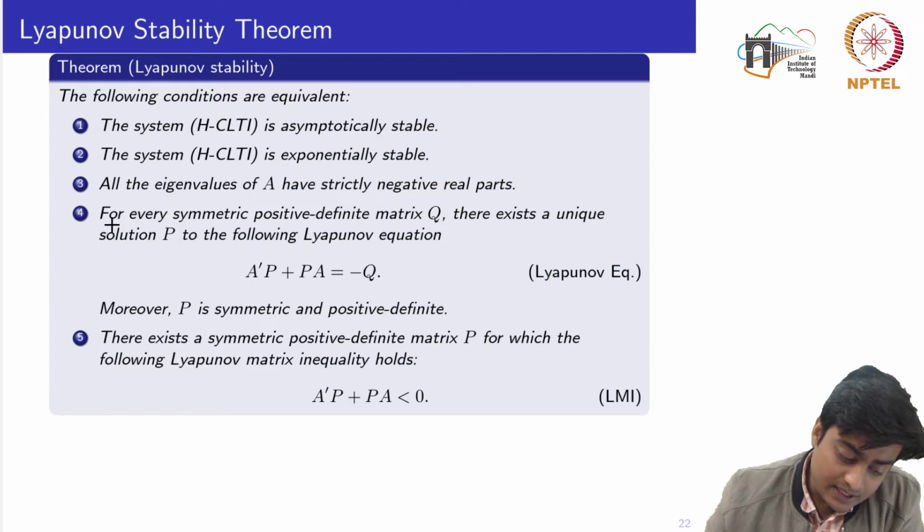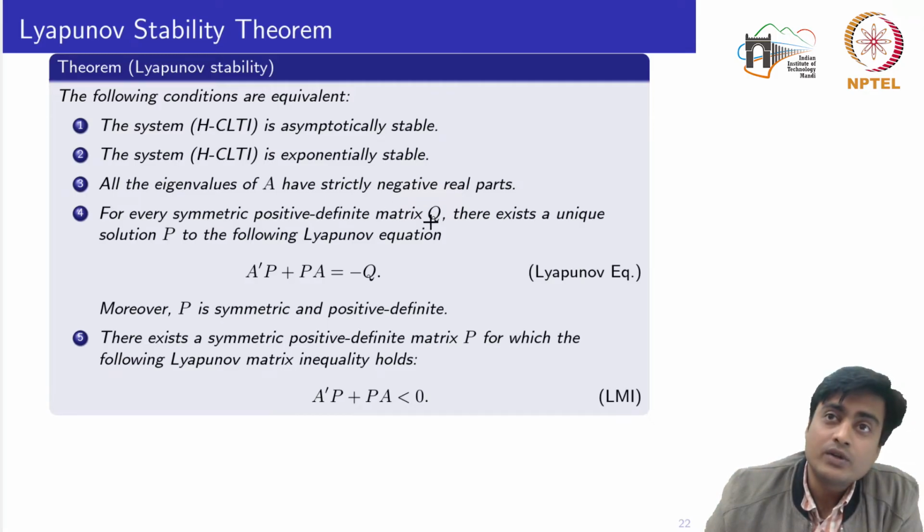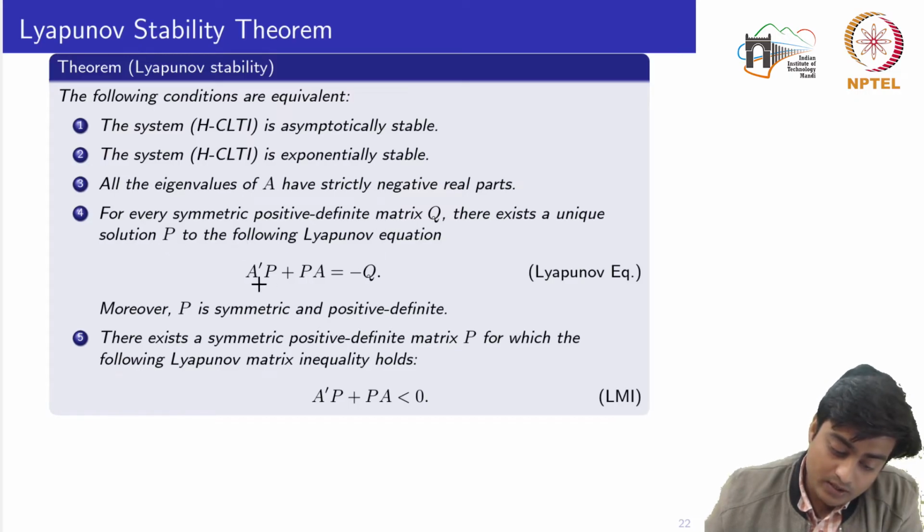The fourth statement reads that for every symmetric positive definite matrix Q, so symmetric meaning Q transpose should be equal to Q, positive definite meaning the quadratic form with the weight matrix Q is greater than 0, there exists a unique solution P to the following equation, which is also known as the Lyapunov equation. That is A transpose P plus P into A is equal to minus Q.